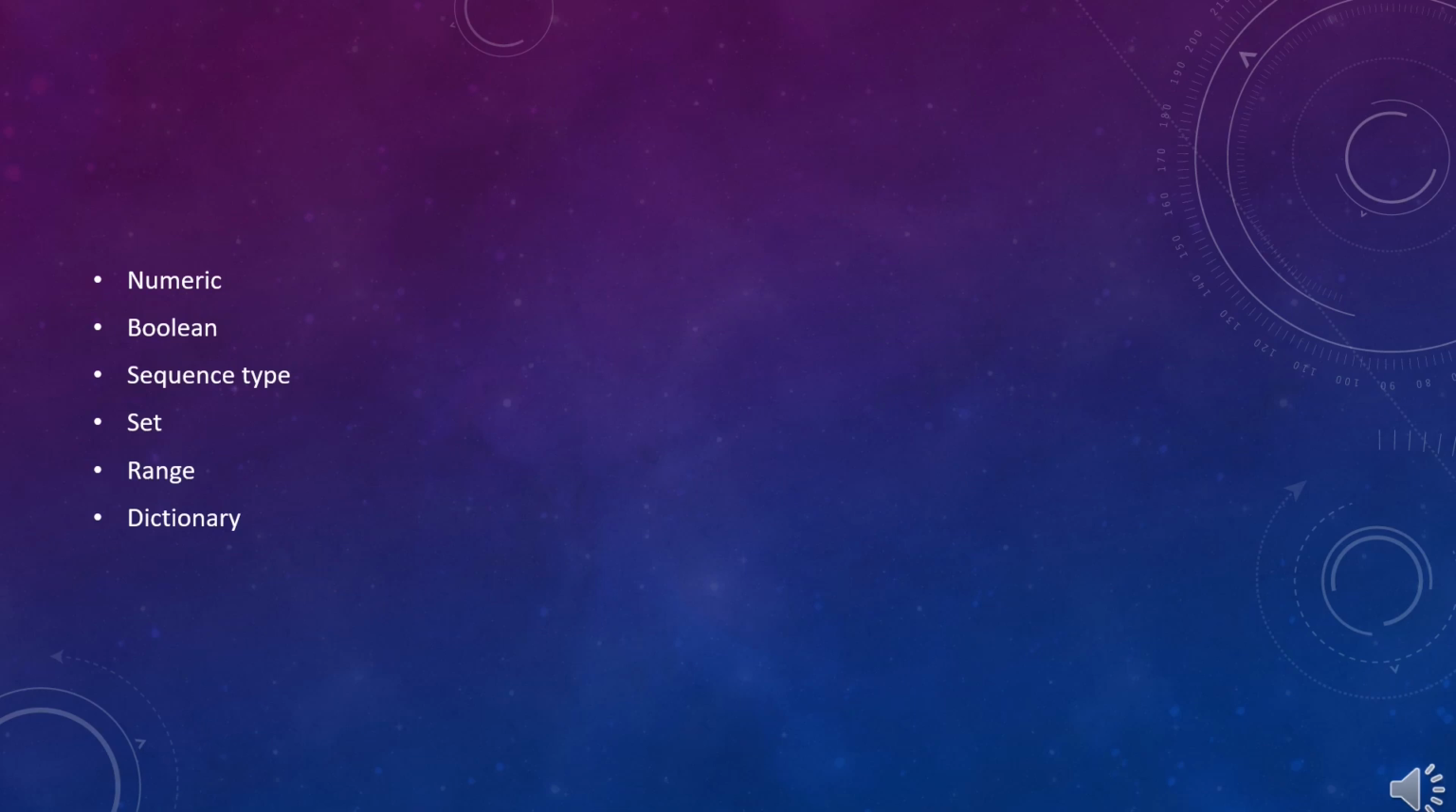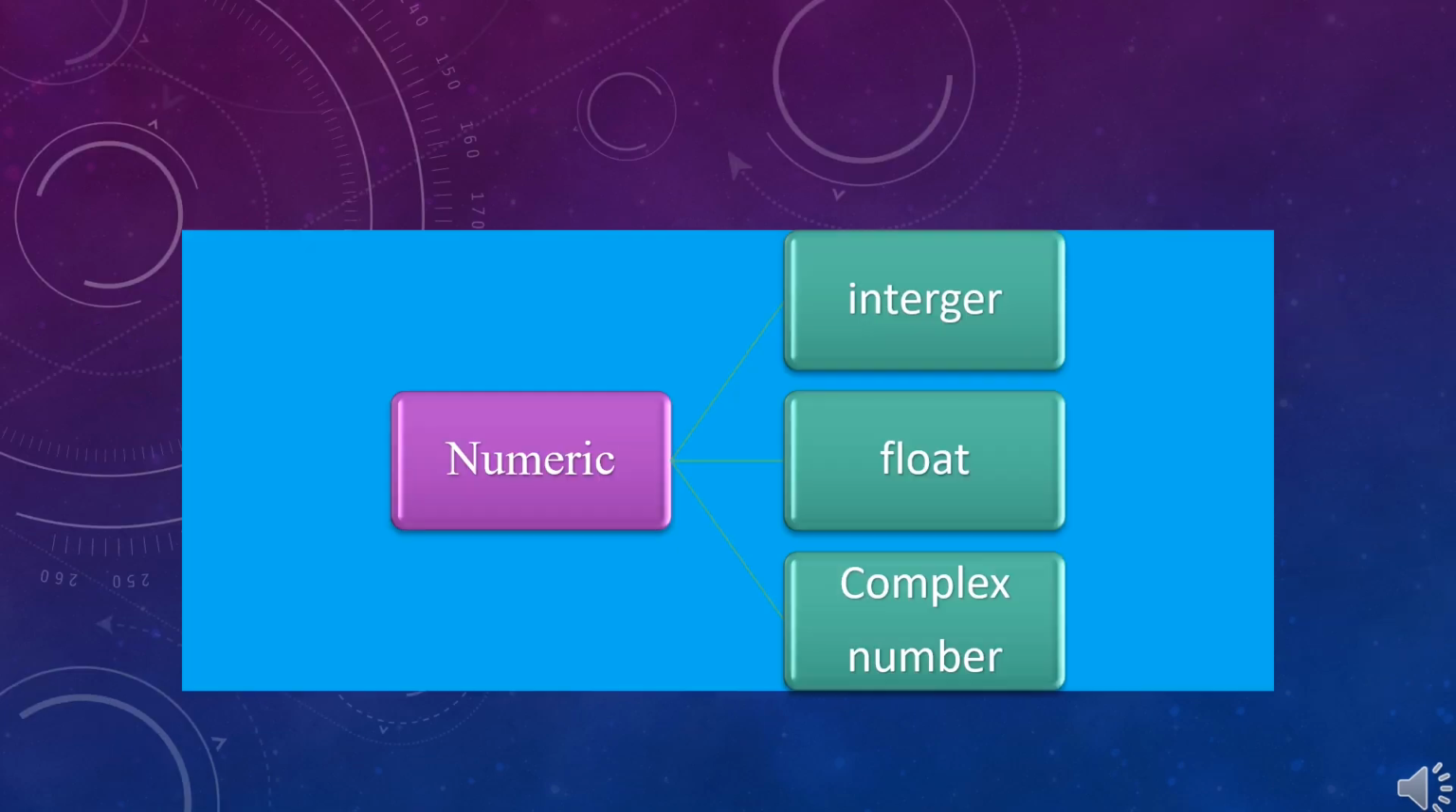In this video, I am going to discuss numeric and boolean. In the next video, I will do sequence, set, range, date, and dictionary data types. The first one is numeric. Numeric is a class with three types: integer, float, and complex. Let's go to the practical.